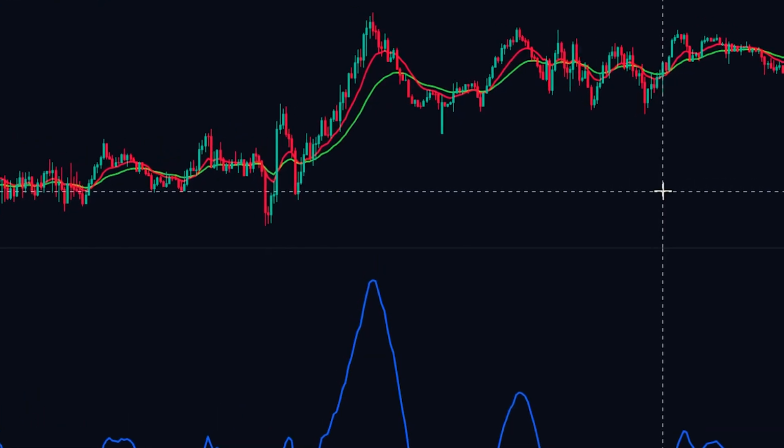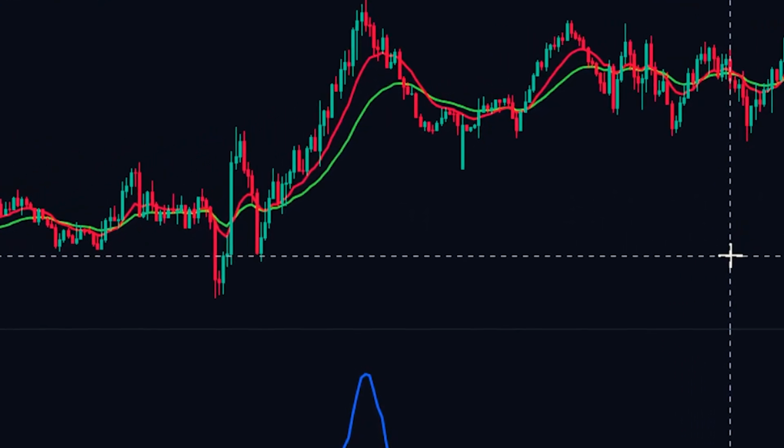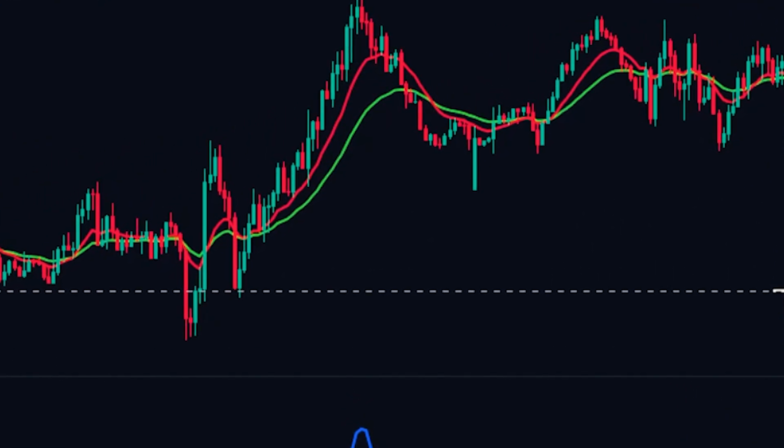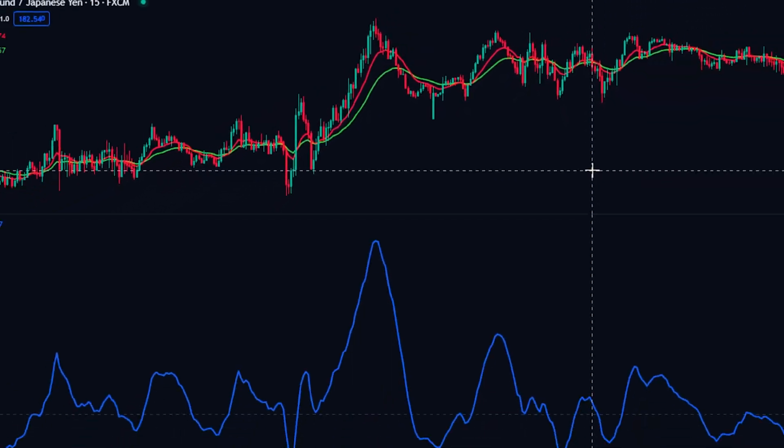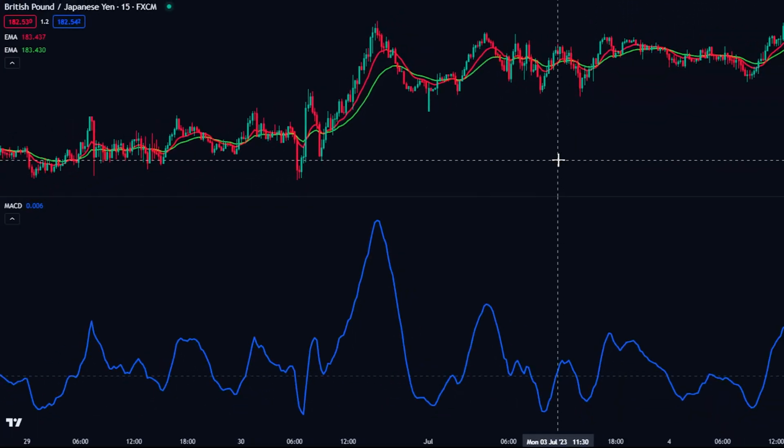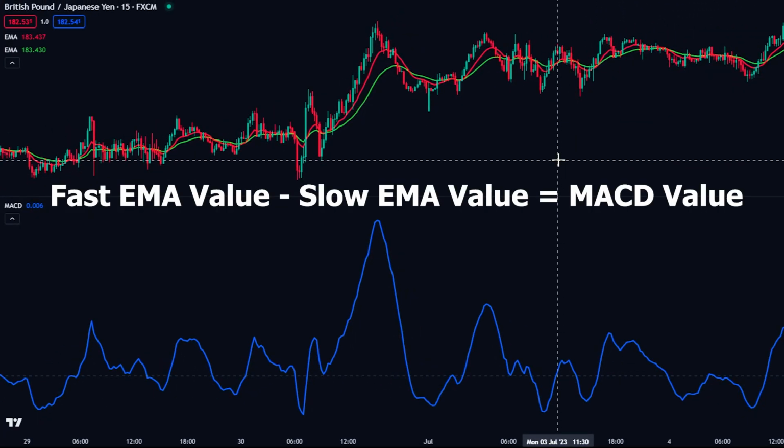Now, if we add those exact 2 EMAs on the chart as they are used to calculate the MACD line, they will look like this. The red line here is the fast EMA and the green line is the slow EMA. Now, if we subtract the slow EMA value from the fast EMA value, we will get the MACD value.